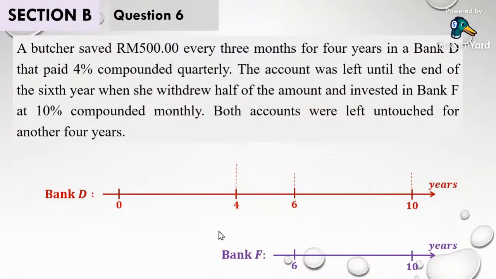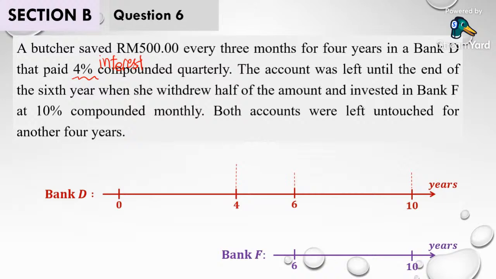So let's see what we have in the question. You were told that a butcher saves RM500 every 3 months for 4 years in a Bank D that pays 4% compounded quarterly. I suppose, here, I need to make some minor corrections to say 4% interest compounded quarterly. And then the account was left until the end of the 6th year, and she withdrew half of the money and invested in Bank F at 10% compounded monthly. Both banks were left untouched for another 4 years.